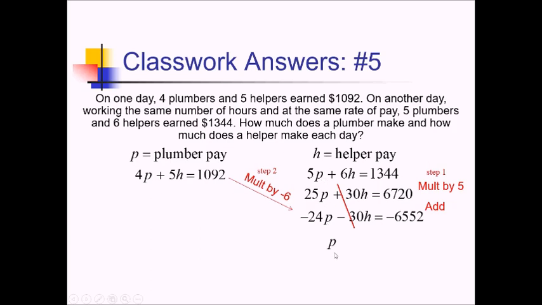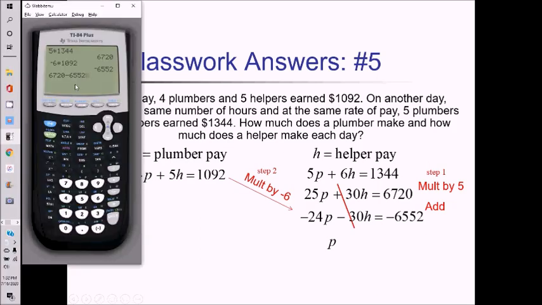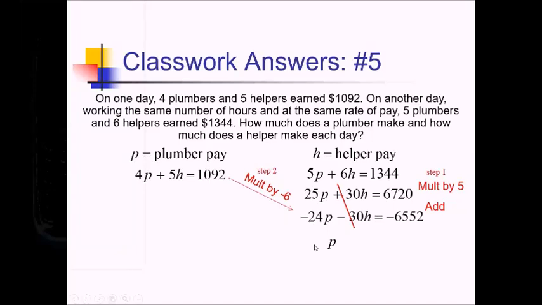This is really good because whatever is on the other side of the equation now is going to be the value of P. So we need to do 6,720 minus 6,552. Let me do that on the calculator. That comes out to 168. So that's how much a plumber gets paid in one day in this problem.